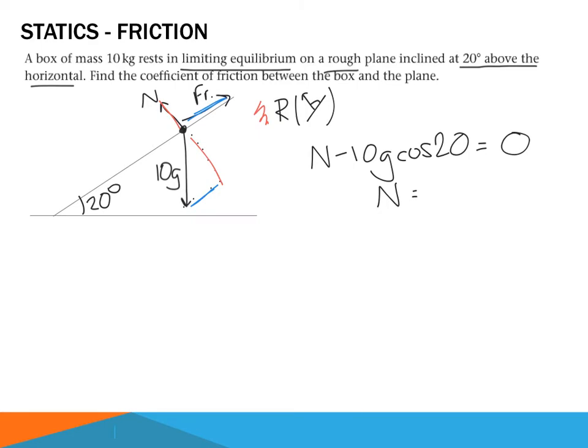So immediately I can solve that equation and find that N is 92.1 newtons. Now we'll resolve parallel then. We're expecting there to be motion down the slope if there was going to be any, so we'll just resolve that way to make life easier.